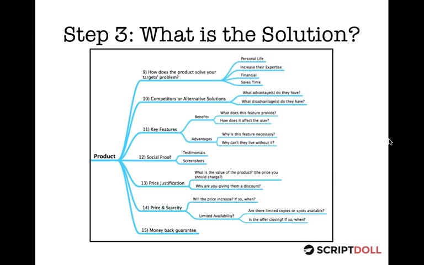12 is just gathering up any social proof you may have. 13 is price justification, so the value of your product and what makes it worth the price that you're charging. 14, your price and scarcity. Is the price going to increase? Is there limited availability? Do you only have so many copies to sell, or is the offer closing? All the things that you want to be thinking about before you jump into the next step. Then, of course, you want to outline your money-back guarantee and any sort of conditions that you may have.